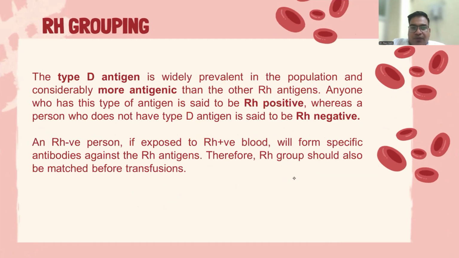The type D antigen is widely prevalent in the population. That's why it is considered more antigenic than the other Rh antigens. Anyone who has this type of antigen is said to be Rh positive, whereas the other groups who don't have such kind of antigen would be categorized into Rh negative.